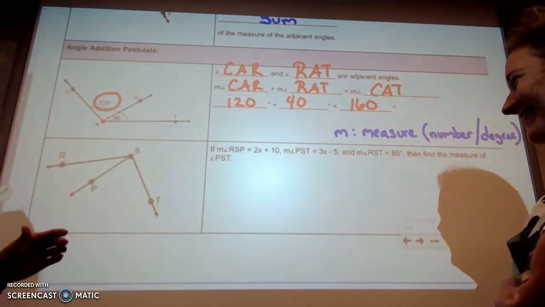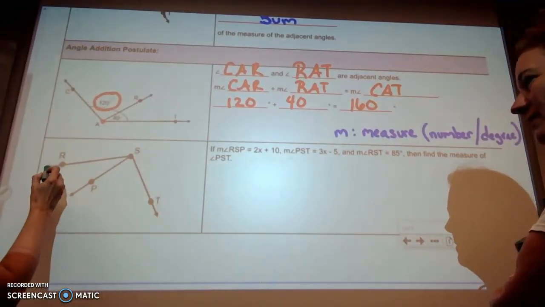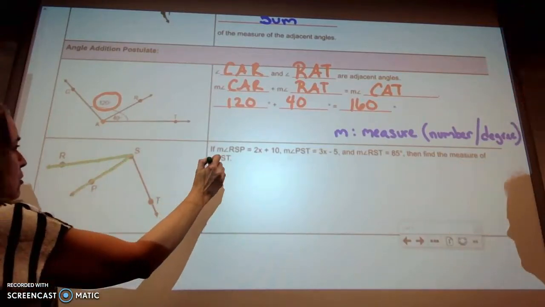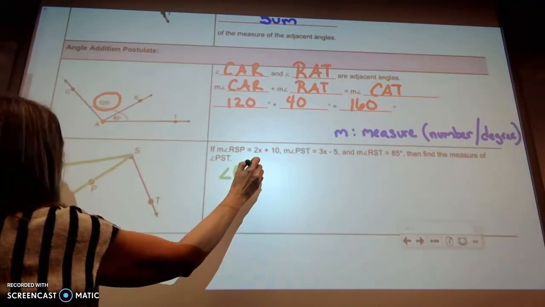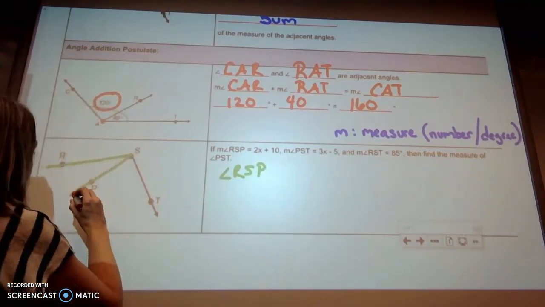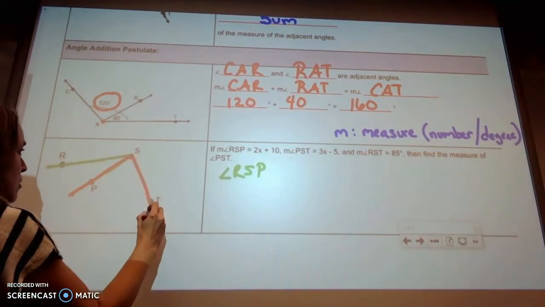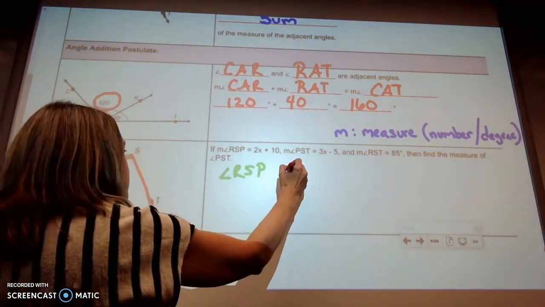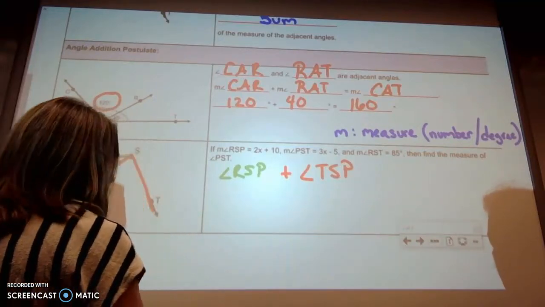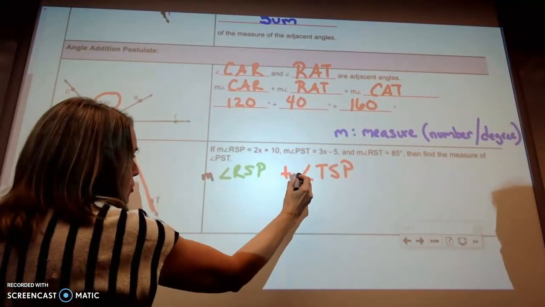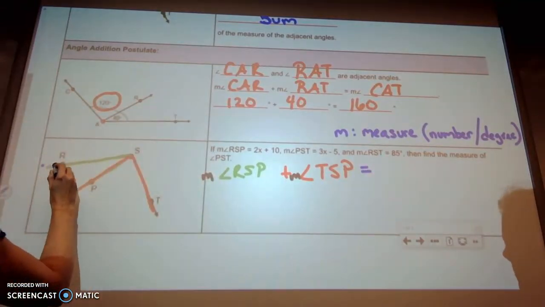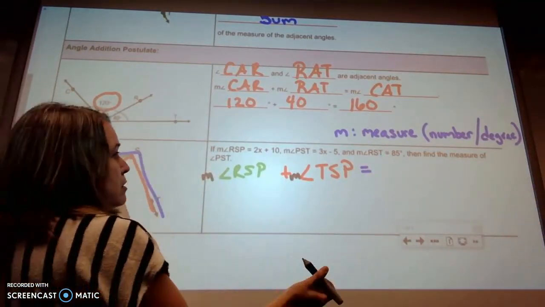So we're doing it. We first have to figure out what the two small pieces are. Here's a small piece, right? That would be angle RSP. And here's another small piece, in a different color. Angle TSP. I should have my measurement symbols in there probably. That's okay. Measure equals the whole thing, the big angle, RST.